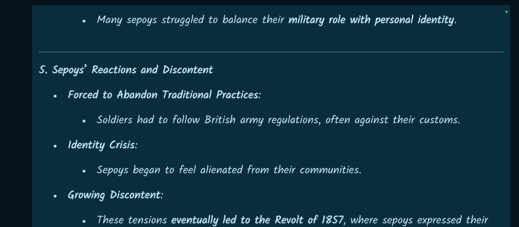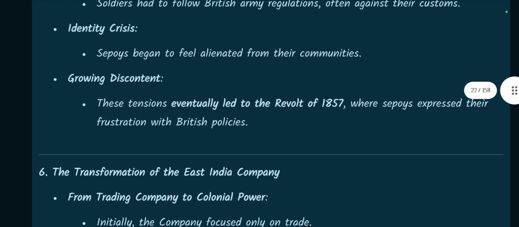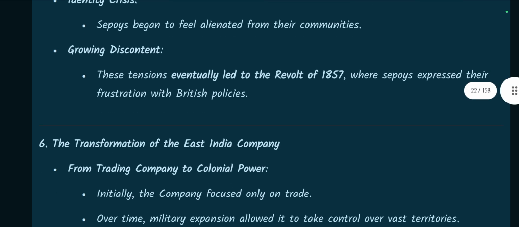Number 5: Sepoys' reaction and discontent. Forced to abandon traditional practices, soldiers had to follow British Army regulations, often against their customs. Identity crisis: sepoys began to feel alienated from their communities. Growing discontent: these tensions eventually led to the revolt of 1857, where sepoys expressed their frustration with British policies.